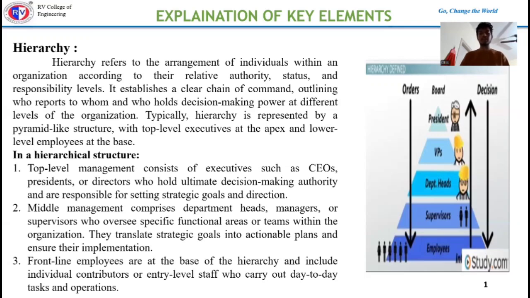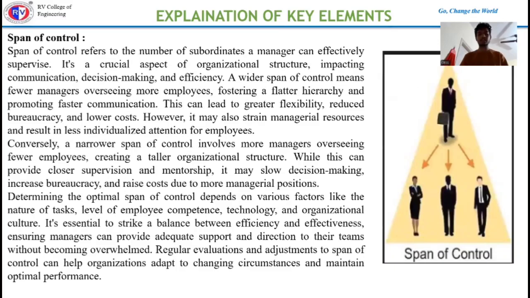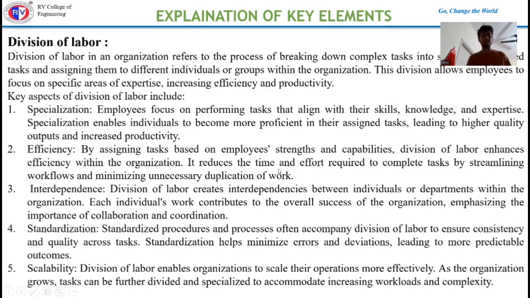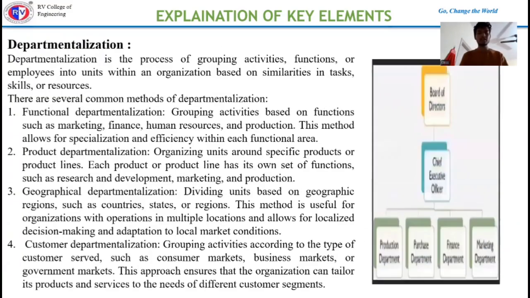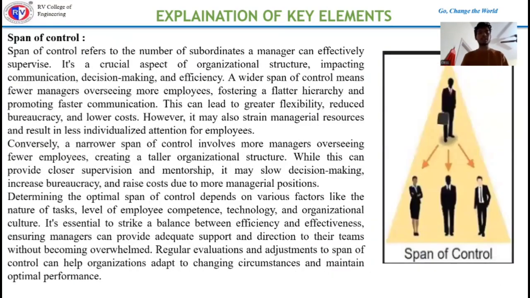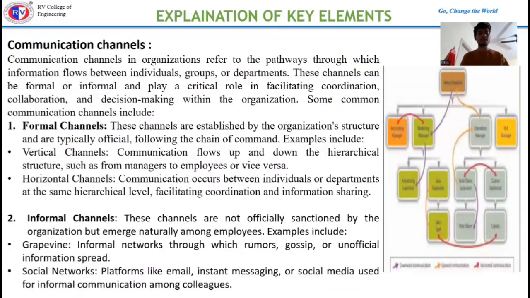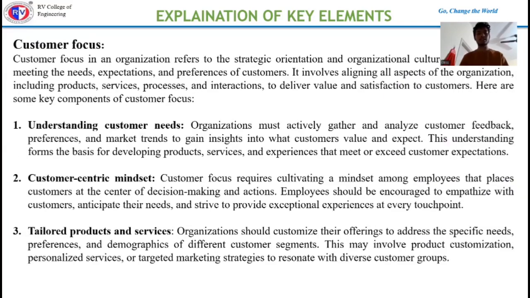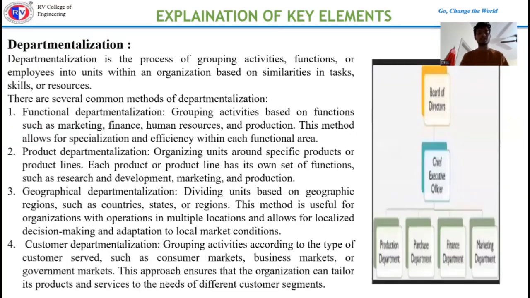So basically, there are two types of communication channels: vertical and horizontal. Vertical communication channels facilitate transmission of directives, feedback, and performance, whereas horizontal channels facilitate collaboration and coordination between different departments or different team members, etc. And then the key elements of designing include hierarchy, division of labor, span of control, departmentalization, centralization or decentralization, communication channels, employee empowerment, and customer focus.